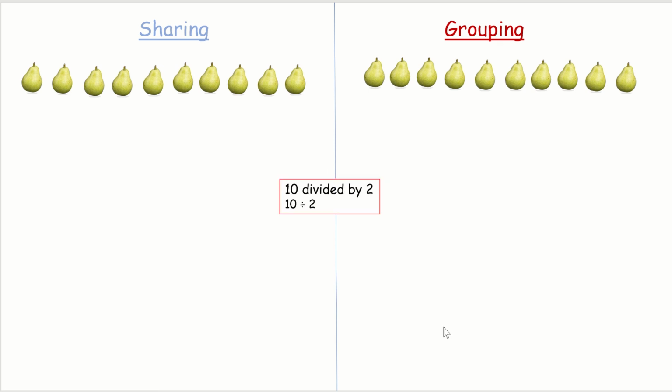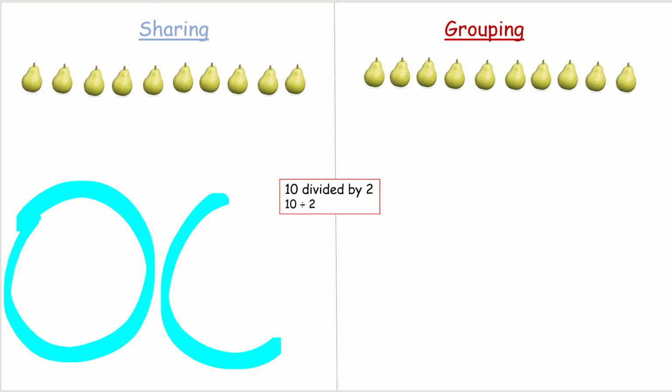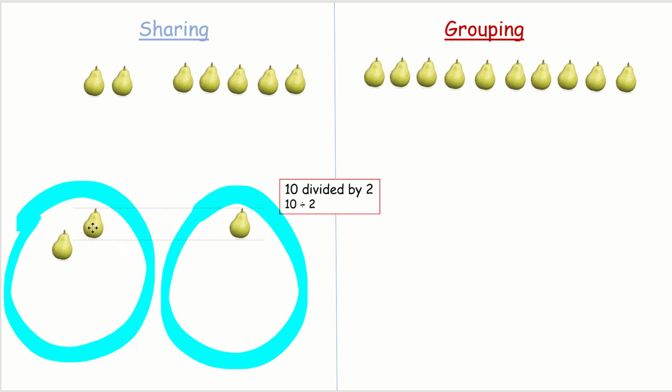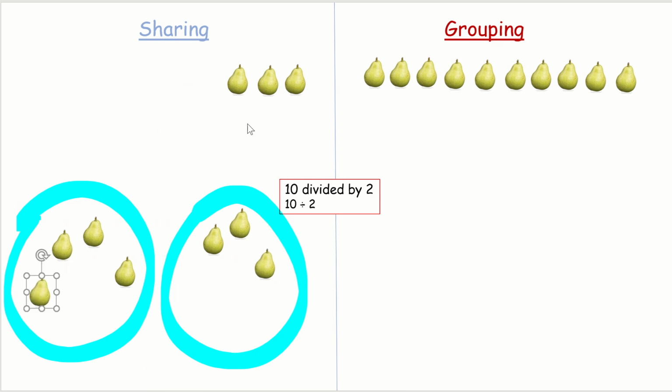If we were doing that with our pairs, on the left here, 10 divided by 2, we've got 10 pairs, we're going to put them into 2 equal groups, so I'll get my 2 equal groups ready. Okay, and we're going to share them out. One for you, one for you, one for you, one for you, one for you, and so on, until I've shared them all out. Okay, I've shared them out. And that makes sure that those groups are equal.